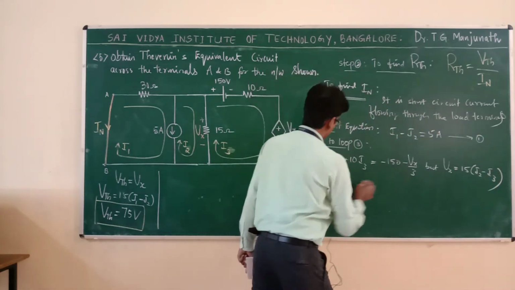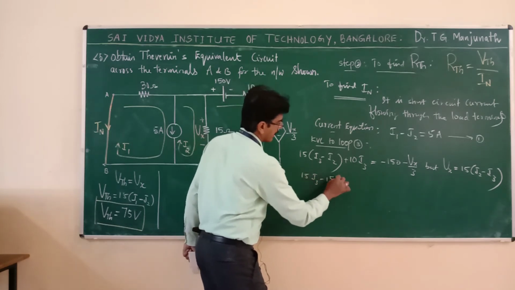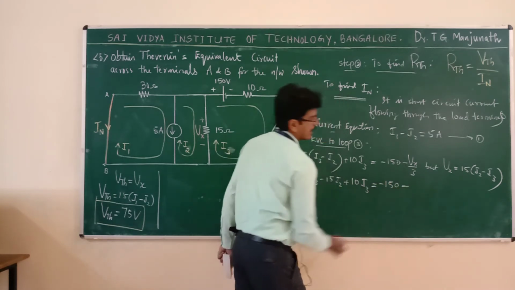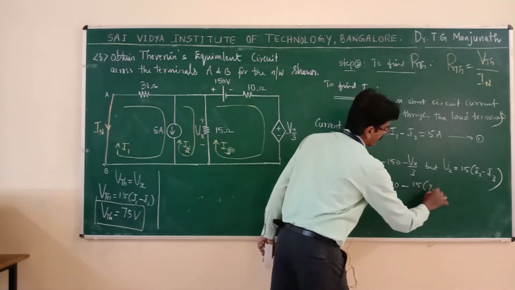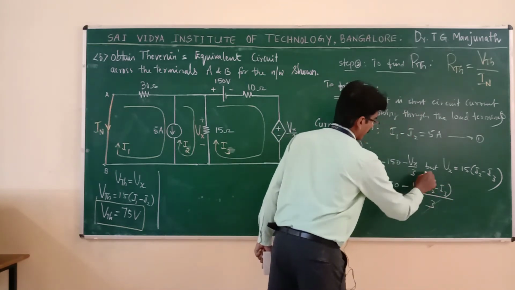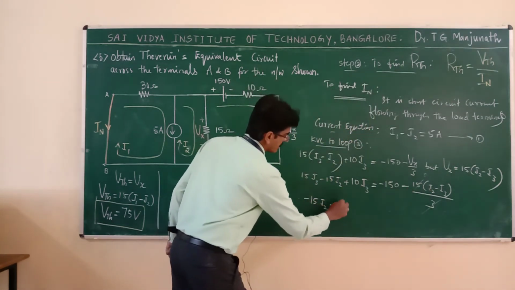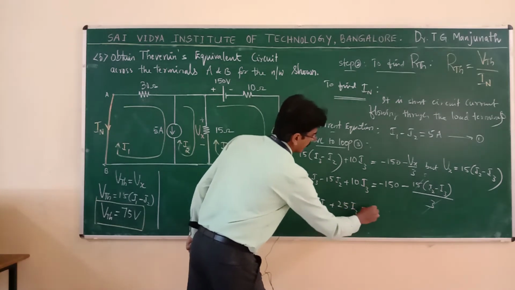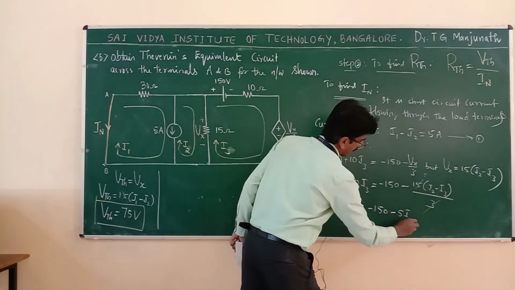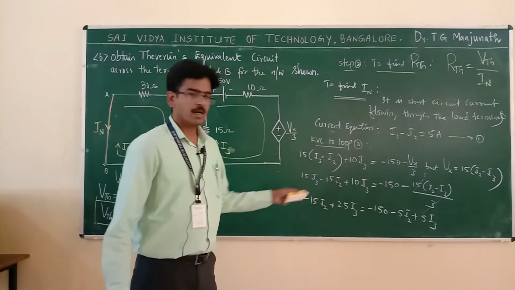Then simplifying here, what does it give? 15 I3 minus 15 I2 plus 10 I3 is equal to minus 150 minus 15 into (I2 minus I3) divided by 3. Again, you will get 5 here. And what will you get here? Minus 15 I2 plus 25 I3 is equal to minus 150 minus 5 I2 plus 5 I3.